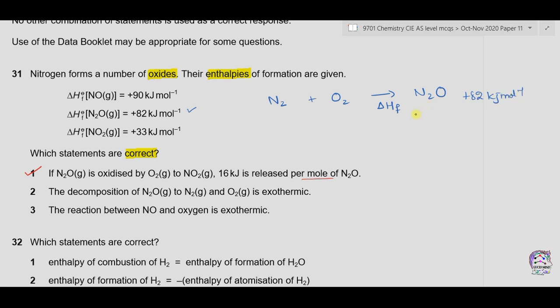So the decomposition will be the reverse of formation. So the decomposition must be negative. So therefore decomposition would be exothermic. So option 2 is also correct. Moving towards option 3, the reaction between NO and oxygen is exothermic.